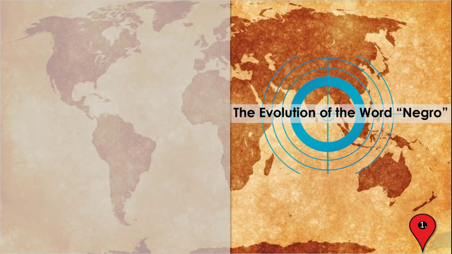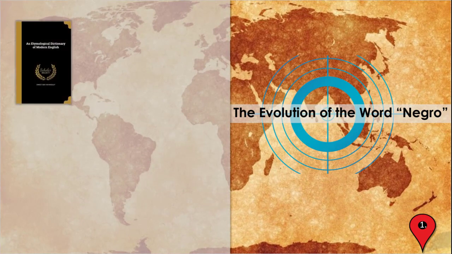First, I use an etymological dictionary of modern English to learn the earliest written usage of a modern English word. Now, etymologies are not definitions, but rather they explain what modern English words meant and how they sounded 600 or 1400 years ago. Though you can purchase a hard copy etymological dictionary, I use a free online version at etymonline.com.